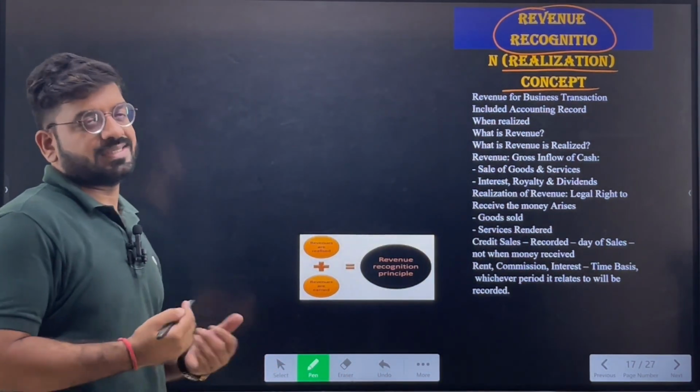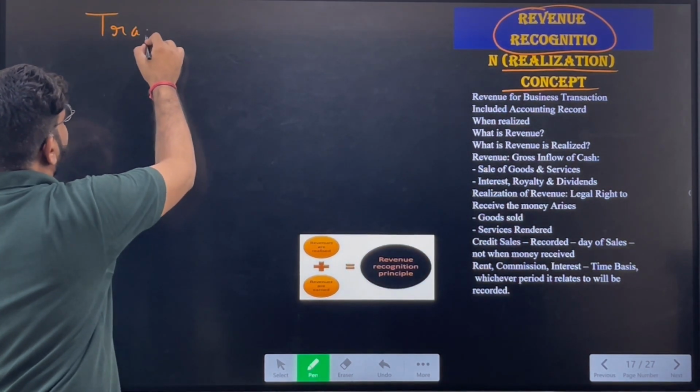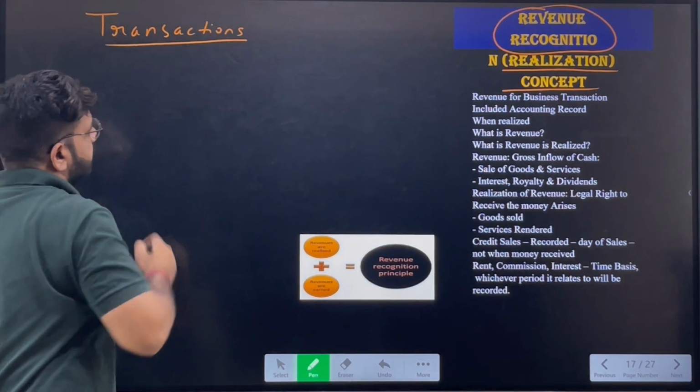Now, just to start with it, we all know that we have to record all the transactions into the books of accounts. Now, just see that transaction is the main thing with which the accounting starts. Obviously, without transaction, we won't record anything. All the transactions which involve money are to be recorded in the books of accounts.